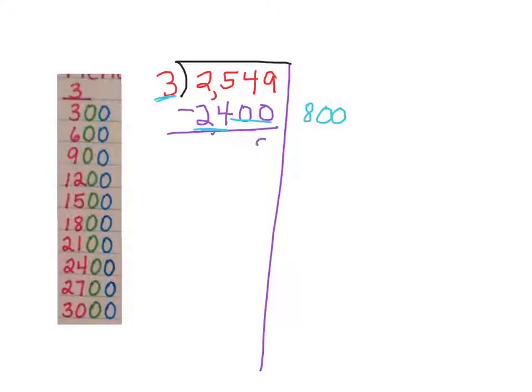9 minus 0 is 9. 4 minus 0 is 4. 5 minus 4 is 1. And 2 minus 2 is nothing. Now I have a new dividend.